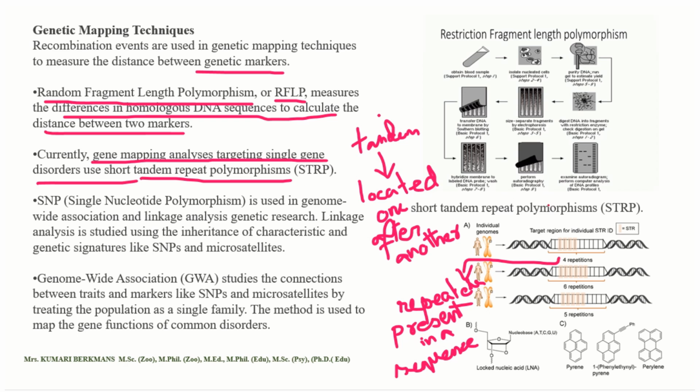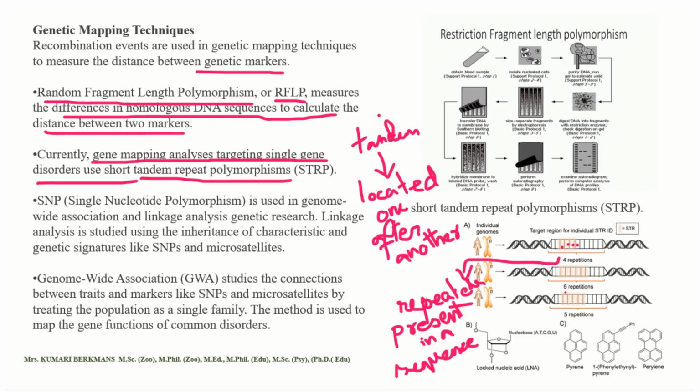You can see here, short tandem repeat polymorphism. Here, 4 times the repetition takes place, that is the same sequence. They are repeatedly present in the gene, in the DNA sequence, and it is called a short tandem repeat polymorphism. Here you can count it, number 1, 2, 3, 4.